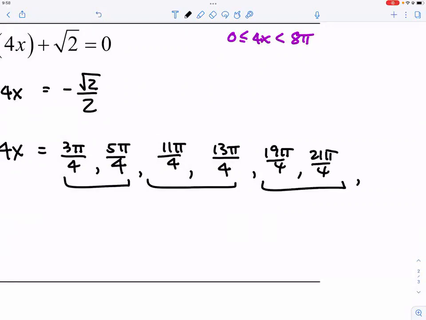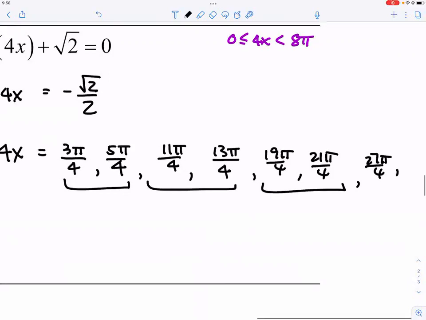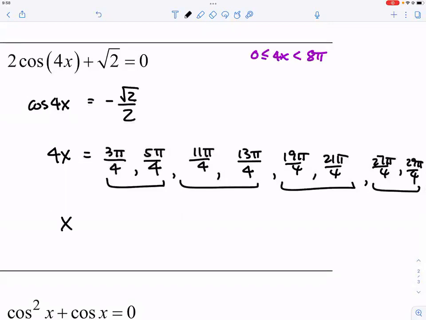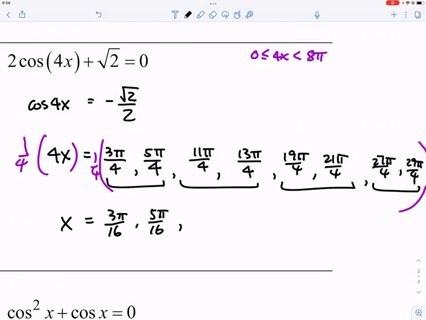And then you have 27 pi over 4, and then 29 pi over 4. So that would be up to 8 pi. And then you will multiply by a quarter on both sides. So all the denominators become 16. Just go ahead and change the denominator from 4 to 16.